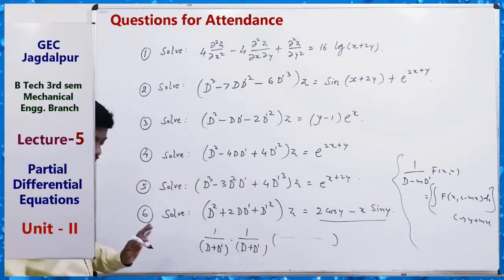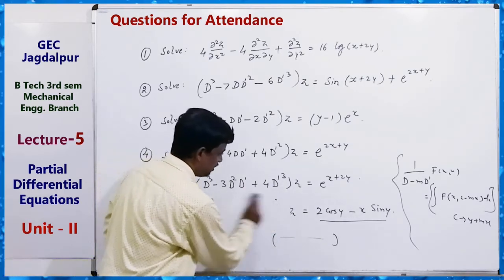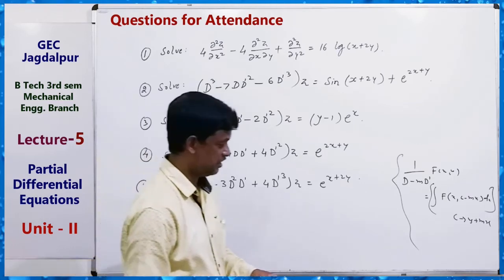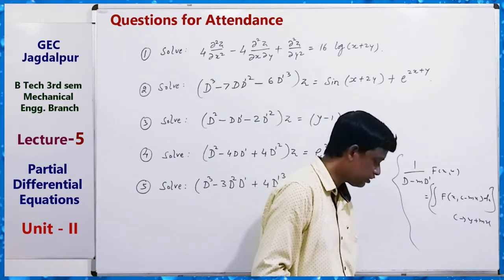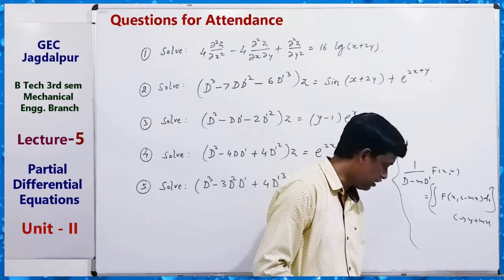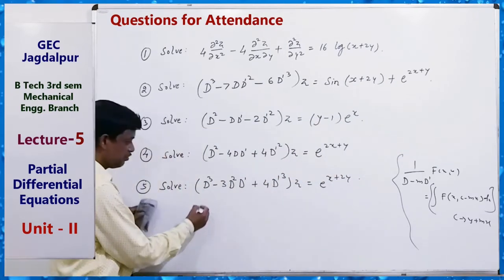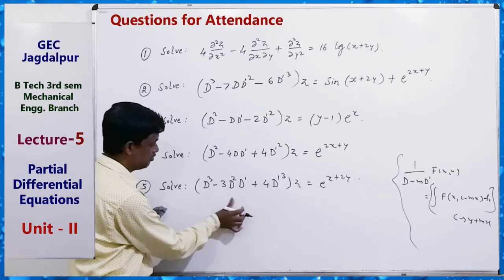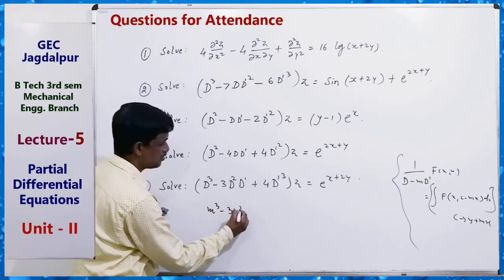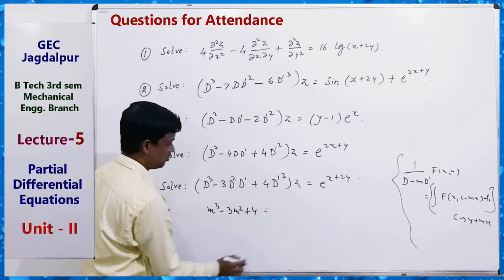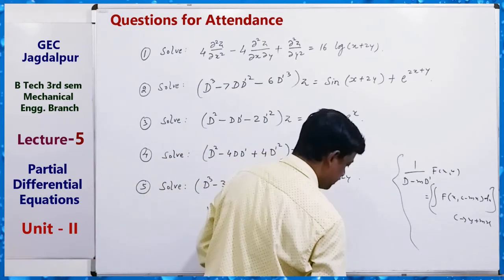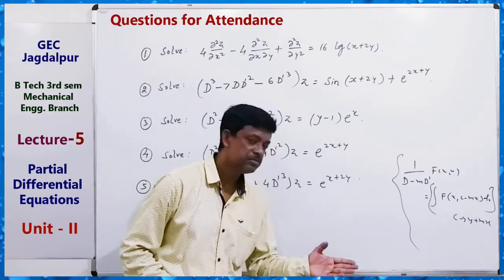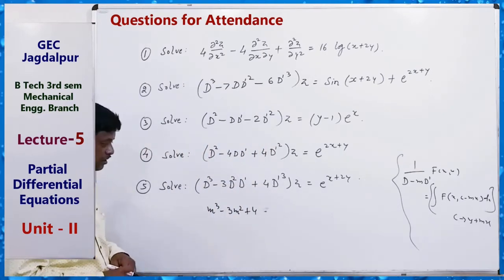Question 6 may be solved easily with the general formula. Okay. Now question 5. Here you can see m cube minus 3m square plus 4 equals 0. Clear? It can be solved.